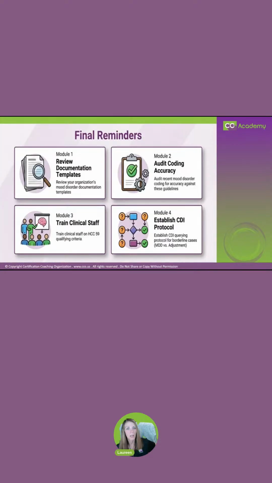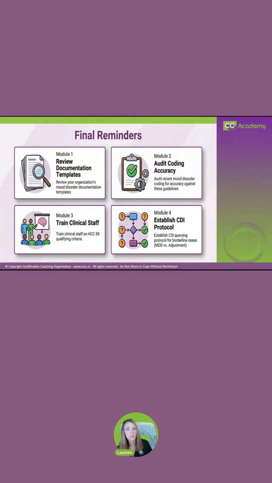All right, 2 more slides. We're in the home stretch. We're wrapping up, but I want to leave you with a little to-do list. We're teachers, got to give you homework. First, go review your organization's mood disorder documentation templates. Make sure they're capturing all the elements that we talked about today.